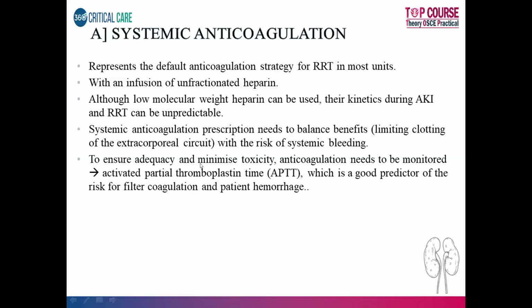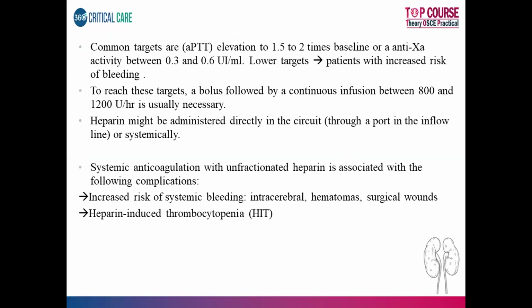To ensure adequacy and minimize toxicity, the heparin has to be monitored by the APTT, which is a good predictor of the risk for filter coagulation as well as patient hemorrhage. So what are the common targets? The APTT levels should be 1.5 to 2 times the baseline, or you can also monitor the anti-Xa levels, which have to be kept between 0.3 and 0.6 units per ml. Lower targets are useful in patients with increased risk of bleeding.